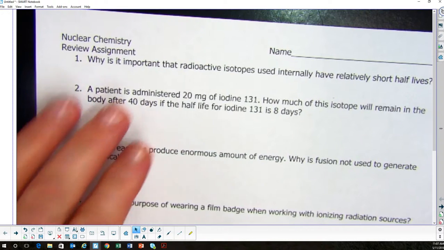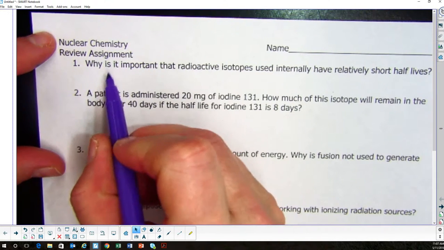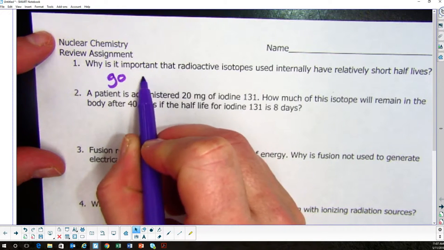Okay? So why is it important that radioisotopes used inside of us in the medical field have to have relatively short half-lives? Why is that important? Good. So they go away before they do any more damage. So we're going to put it here. That's a good thing. Go away.